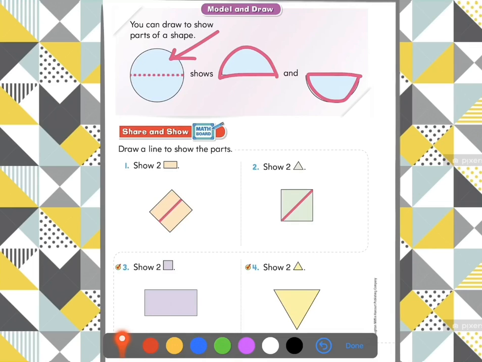Number 3, show two squares. Look at this line. I will put it in the middle of the rectangle to show two equal squares. Number 4, show two triangles. Now look at the way that I draw my line. Does it show two triangles? Yes, it does.